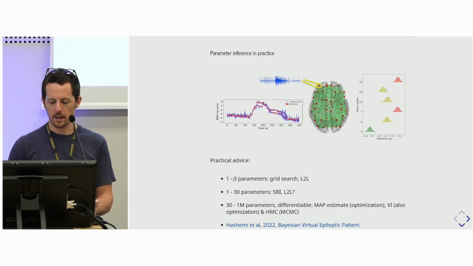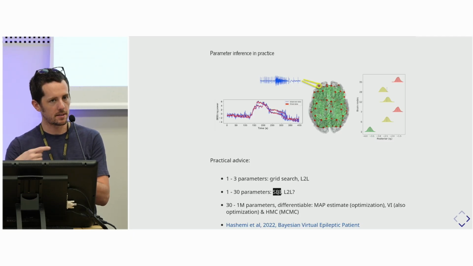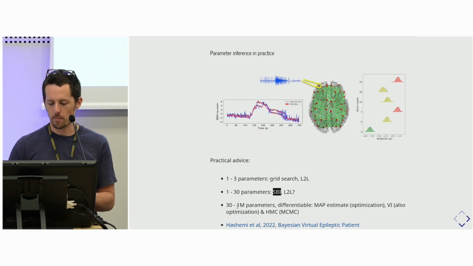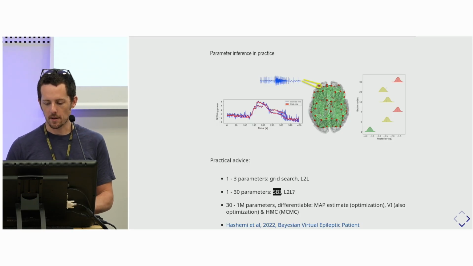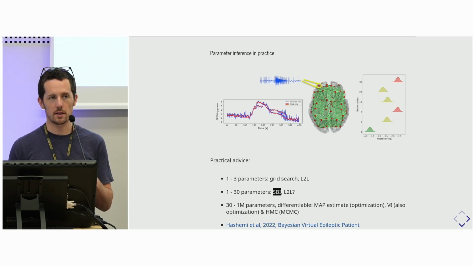Some short practical advice. If you only have 1 to 3 parameters, you can still use grid search or parameter sweeps. If we're up to 30 to 100 parameters, then you can use techniques like simulation-based inference, which we are going to see in just 1 minute. If you have many, many parameters, then one needs to look at more challenging inference techniques, such as variational inference, which is what the DCM toolbox uses, or MCMC.